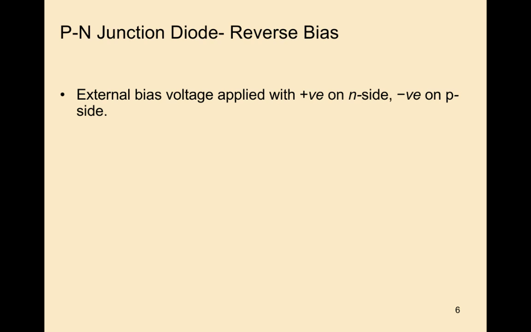PN junction diode reverse bias: some points related to the reverse bias condition. External bias voltage is applied positive on the N side, negative on the P side. This reverse bias adds to the internal field. So in reverse biasing mode, the potential barrier present in the diode will increase. That means the internal voltage of the diode will increase, and the depletion region will increase.